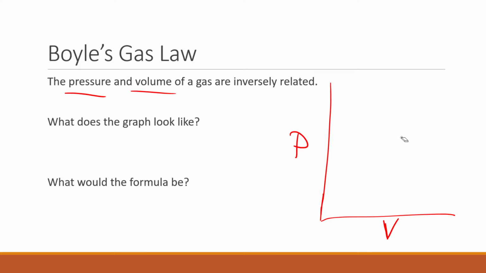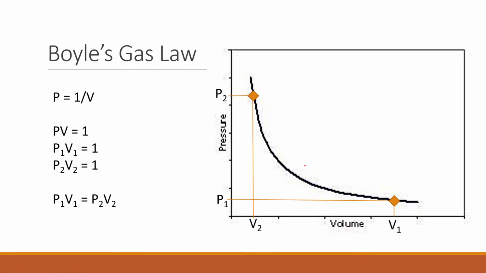An inverse relationship, if I were to draw it, is a downward trend, either a straight line or a curve. Right? Starting high, ending low. When we look at the pressure and volume relationship, we see that it's a downward inverse curve. And we get a formula from this.